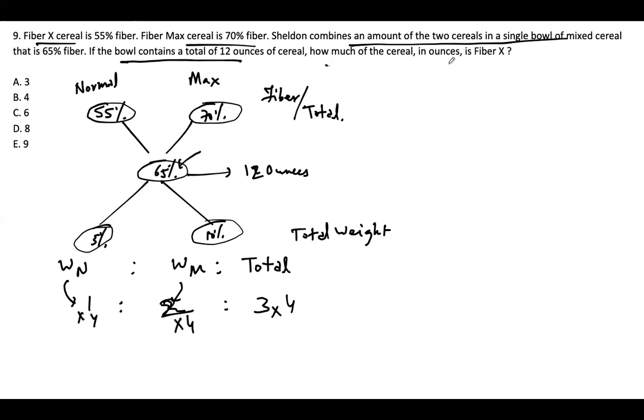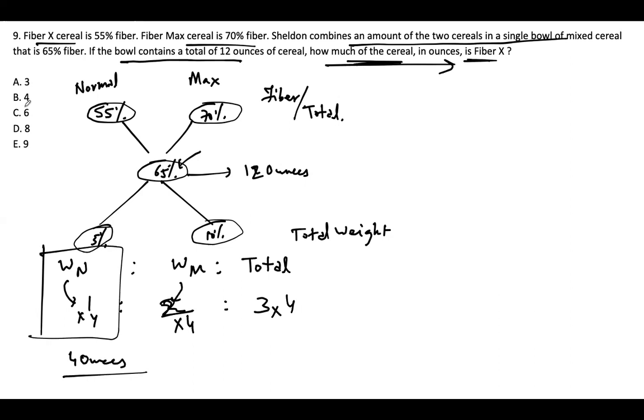And what is the question asking? How much cereal is Fiber X? 4 ounces. Good. Sir, I was able to solve this question, but I always get confused with the units place.